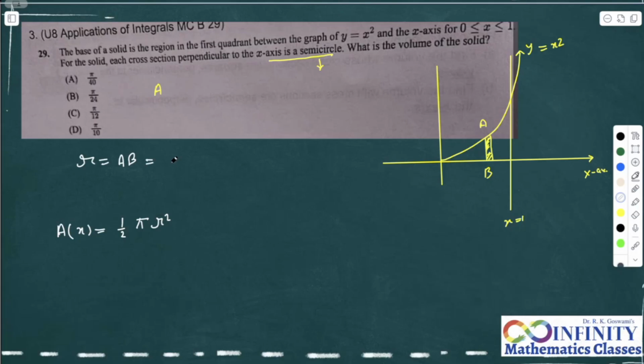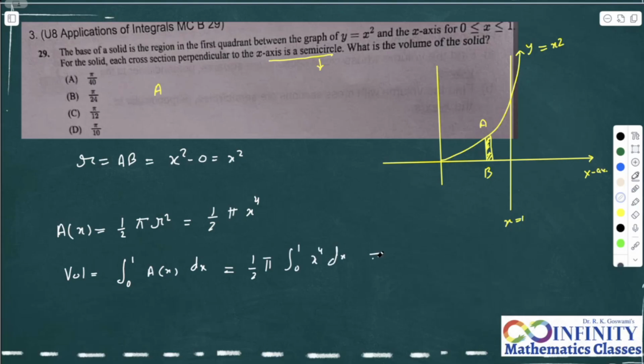Can you please help me? What is AB there? It is a vertical. It should be x squared. Perfectly okay. X square minus 0, x square there. So it is going to be 1 by 2 pi x power 4 there. So the only question here, finding the volume, it is an easy task from 0 to 1 A(x) dx. Keeping the constants out, 1 by 2 pi integral 0 to 1 x power 4 dx. Can you please plug the values and help me? What should be the final answer?